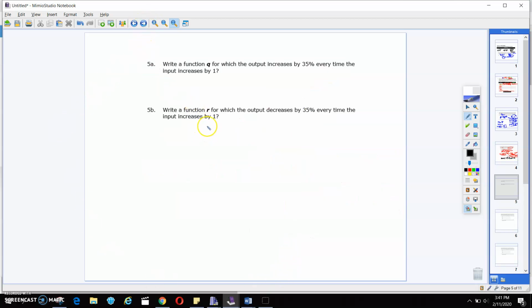On number 5, it says write a function q for which the output increases by 35% every time the input increases by 1. So we're going to use this formula, the growth and decay for these. So this is increasing, so we're going to use the growth formula. So we're going to say 1 plus 0.35 raised to the t power. And that's what q is going to equal.